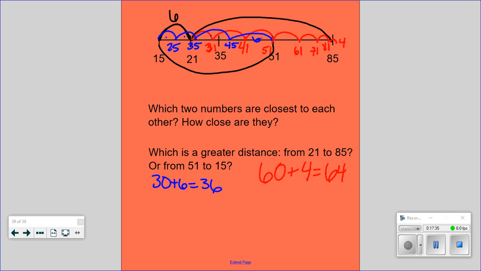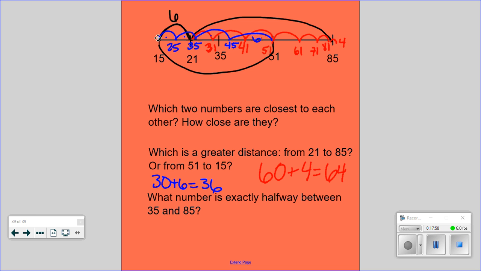Which one of those has the greatest distance? For sure now. A lot of you thought it was true, but now you definitely know. Arwen? 21 to 85, because it has a distance of 64, which is way bigger than the distance of 36.